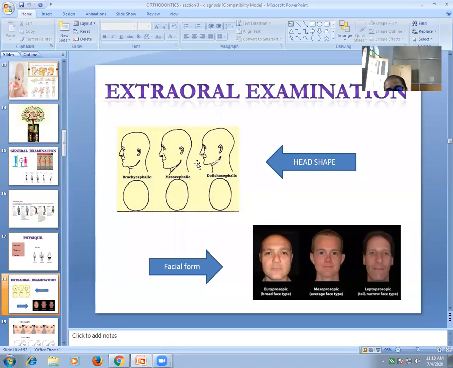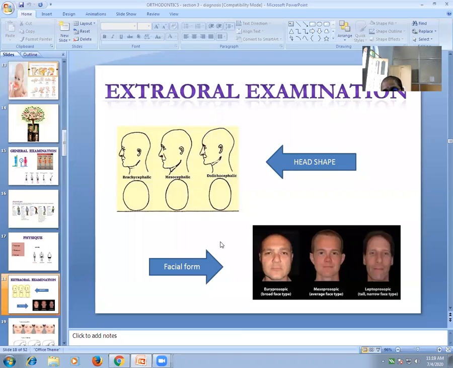The mesocephalic, according to the cephalic index, the length is more than the width. Mesocephalic is a normal head shape. Dolichocephalic, the length will be much more than the width. So a long and narrow head. With a long and narrow head, we can expect a narrow and crowded arch.